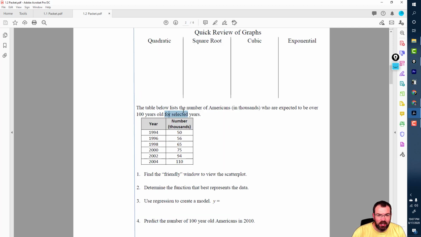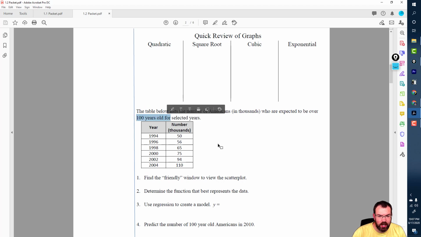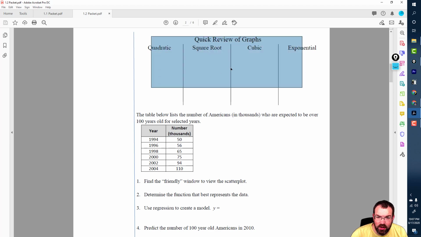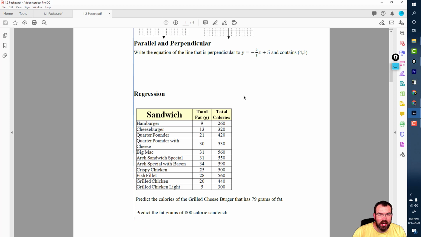and then the next problem, which is down here, lists the number of Americans who are expected to live over 100 years old. We'll do both of those problems, and this piece here was the quick review of graphs. That's in the other video. I'm not going to discuss it here. So let's get moving. We need to type this into Desmos. So let's go to Desmos.